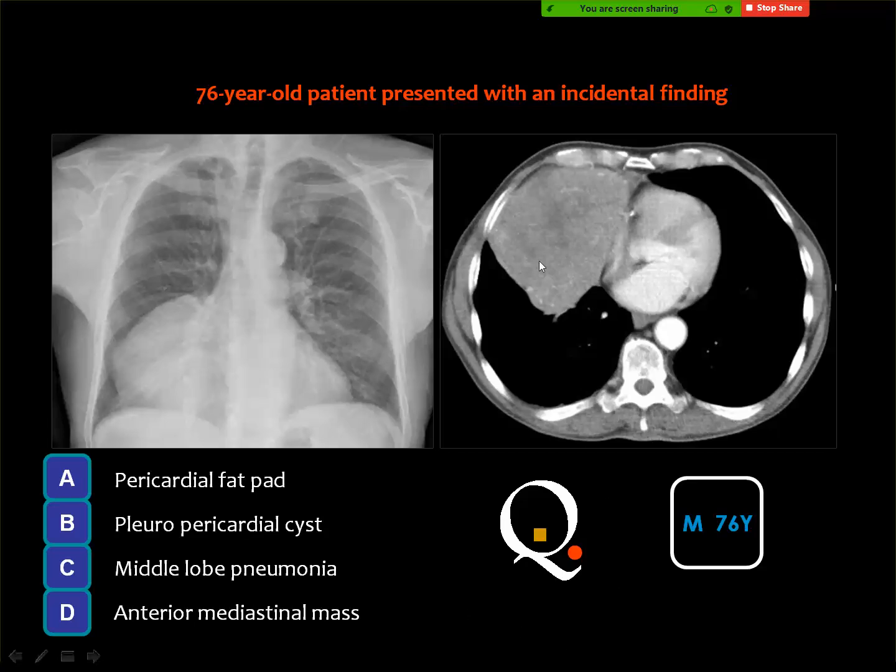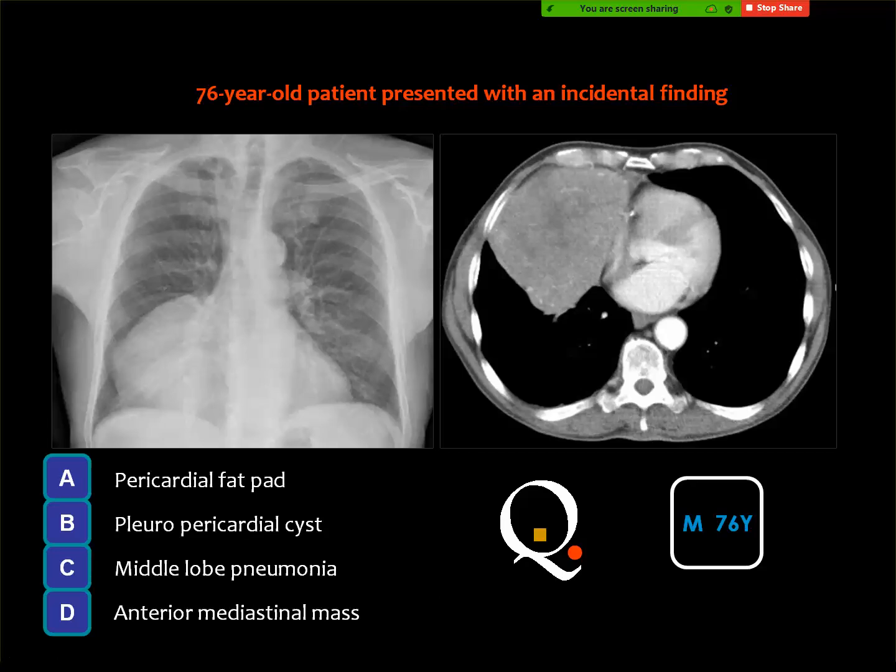The mass is located anteriorly and it has a good contact with the cardiac border, meaning that it is in the mediastinum, not in the lung. If you mistake this for a pulmonary lesion, you consider bronchogenic carcinoma. If it is a mediastinal lesion, then you go for the differential diagnosis of anterior mediastinal masses, which are thyroid, thymus, teratoma, and lymphoma.